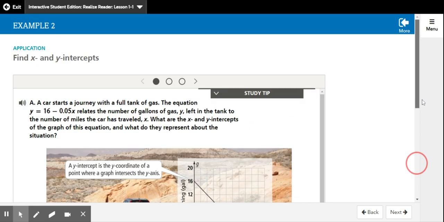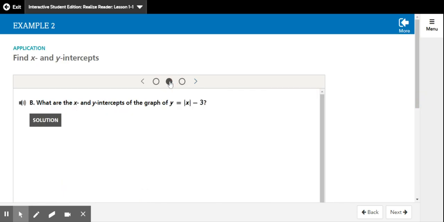All right, so again, I'm not hitting next. I'm just going over to hit the next part of this example. What are the x and y intercepts of the graph y equals absolute value of x minus 3? I'm going to graph it. Actually, no. Let's talk about how to find x and y intercepts by hand. You could graph this, and that's fine, but let's do it by hand because you should be able to do this.